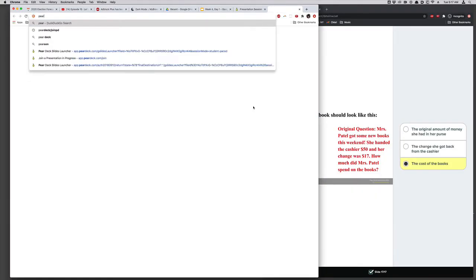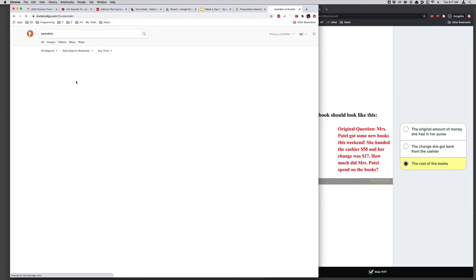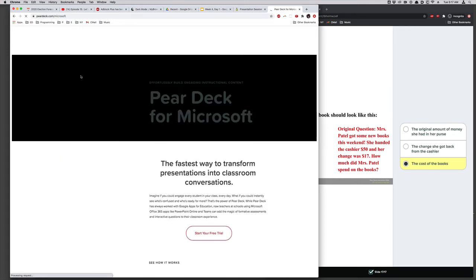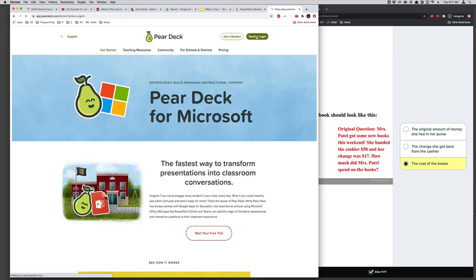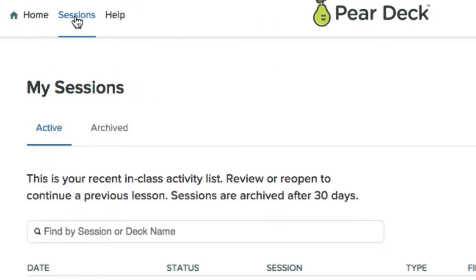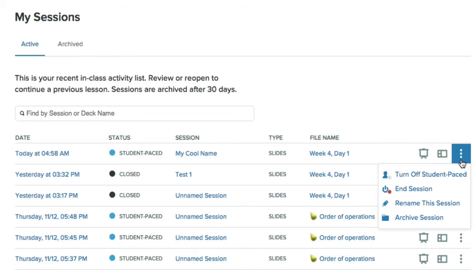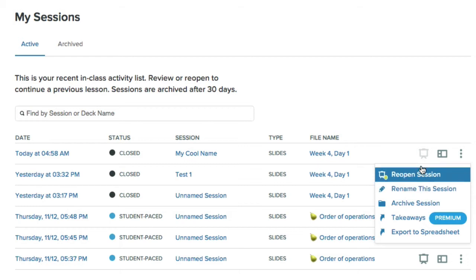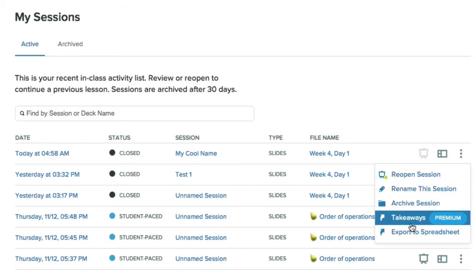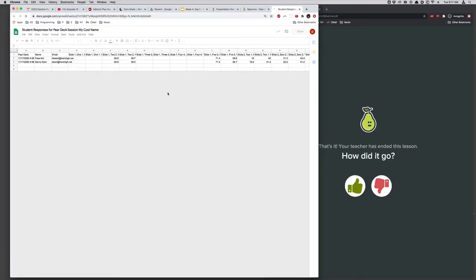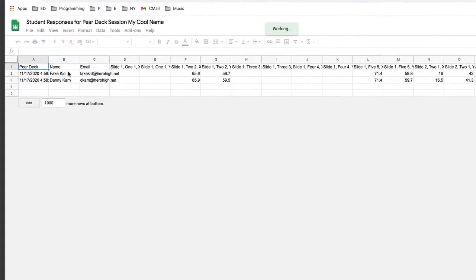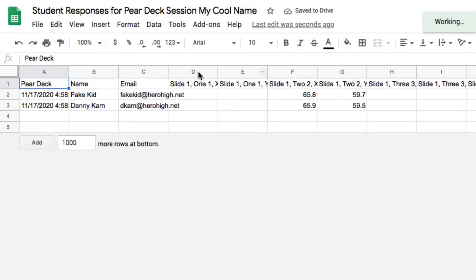And then if you go to your Pear Deck, and log in and click on sessions, you should be able to see right here, my cool name is the one I did, and we're going to export. Actually, before you export, you have to end the session. And then you're going to go to export to spreadsheet like this. And in this box, you'll be able to see the grades of everyone. Here's the fake kid, and here's mine.